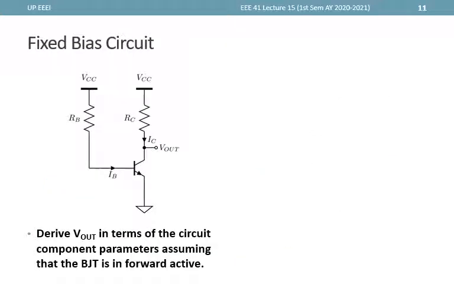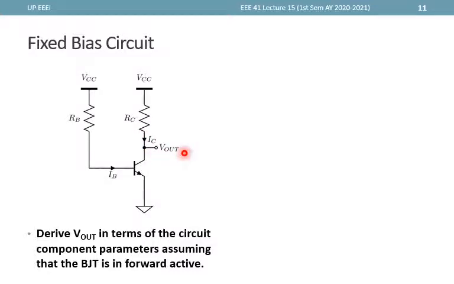Now let's look at circuits where the BJT, or in our examples, the NPN, is used as an amplifier. In this kind of circuit, the BJT is operated in the forward active region. And in this specific example, we are taking the output at the collector node.